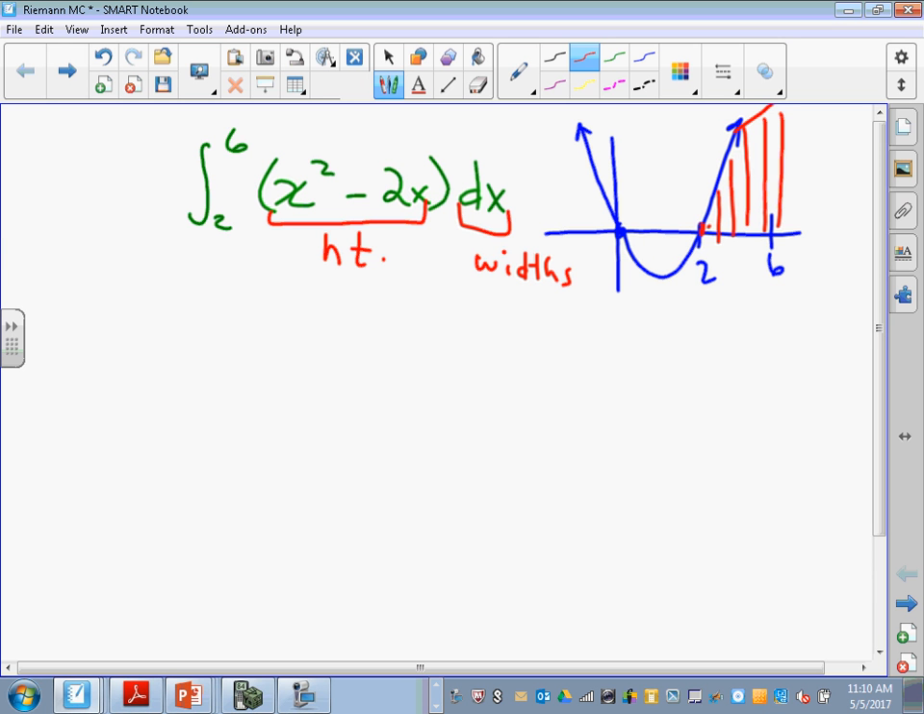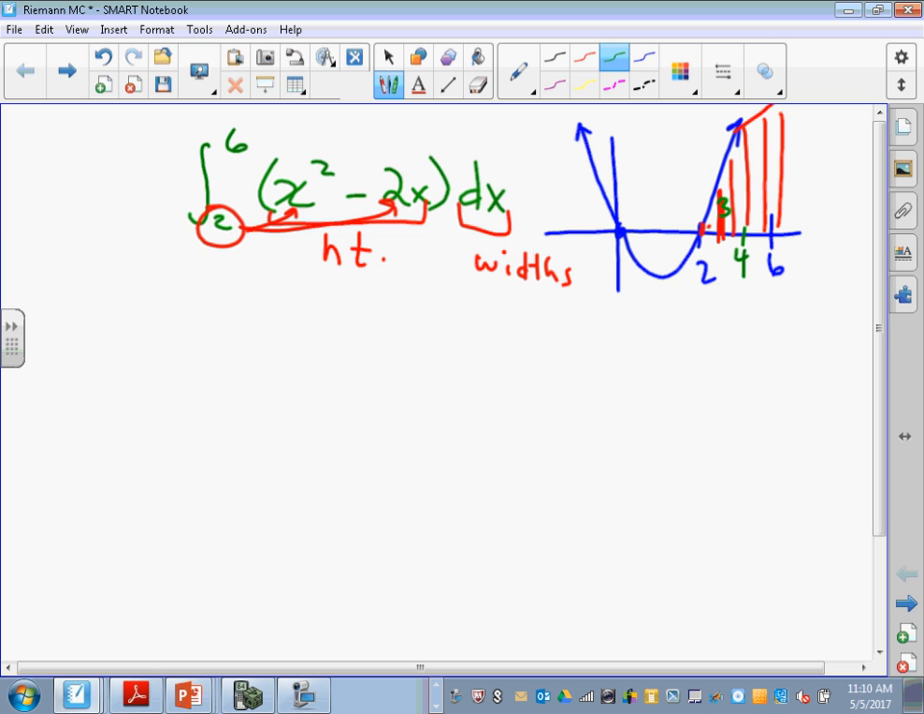The first height is 0. Why? How does that relate to this 2 right here? You plug in 2 into this x, right? And 2 squared minus 2 times 2 is 0. What is the next one? What happens when I throw in a 3? Let's say that number right there is 3. What is that going to be? You can do that real quickly. It's going to be 3. Okay? 0, and then this number right here is 3.